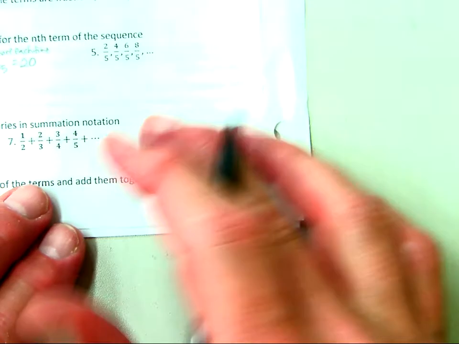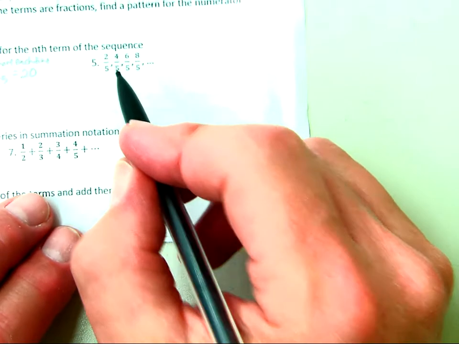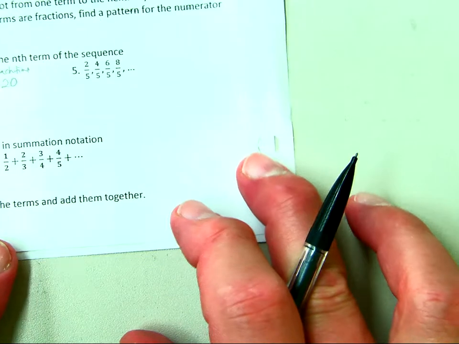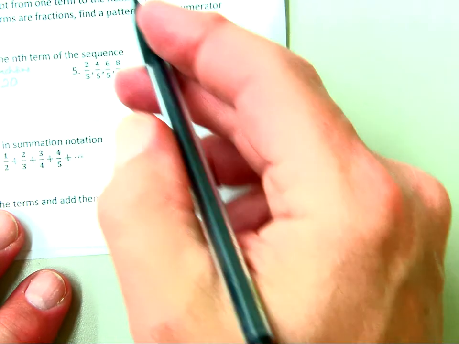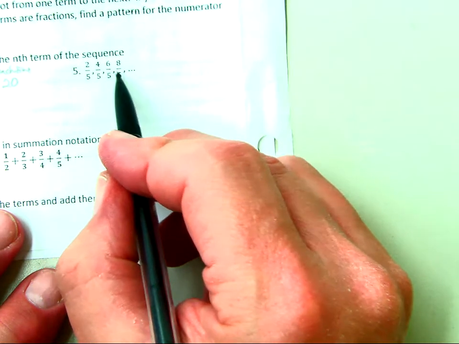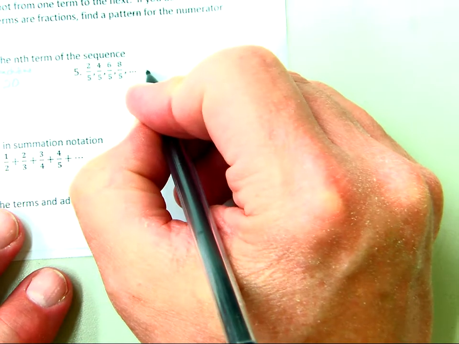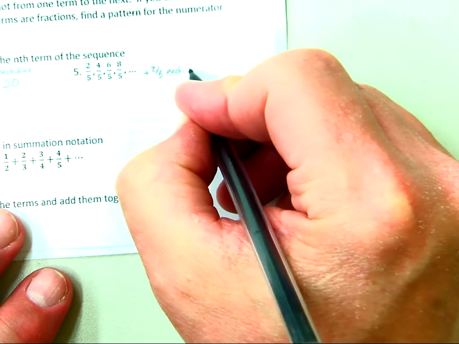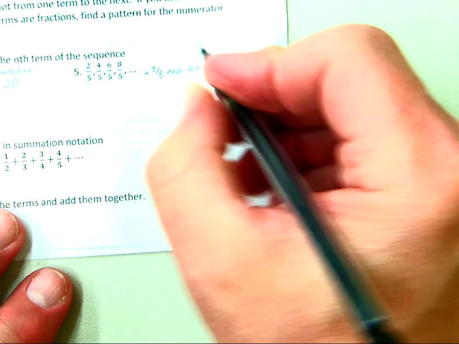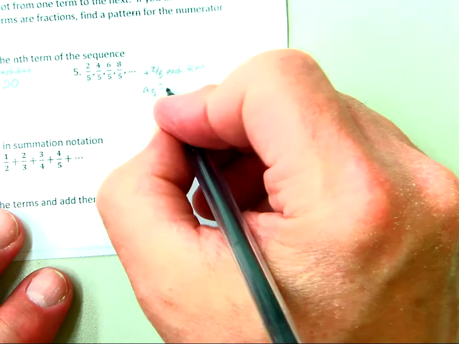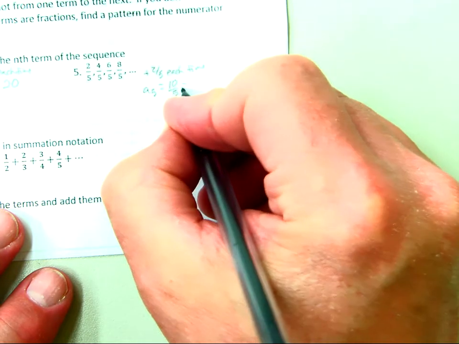The next one's a fraction. Now, when you're given a fraction, it's good to look at the top and the bottom separately. So here, if you look for a pattern, 2/5, 4/5, 6/5, it looks like they go up, so they add 2/5 each time. That'd be the pattern. So that means the fifth term, if we added 2/5, 8/5 plus 2/5 is 10/5, which is 2, would be the fifth term.